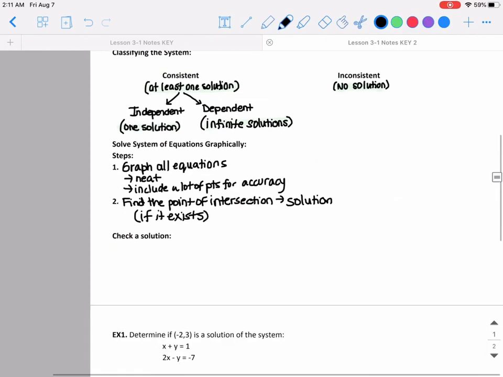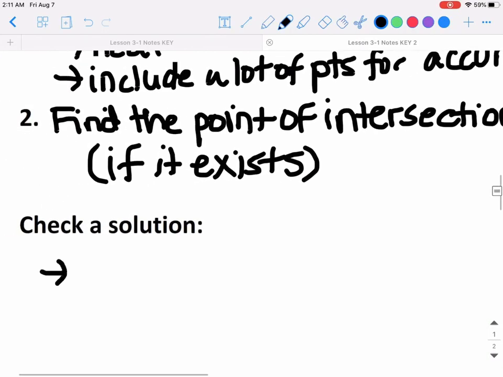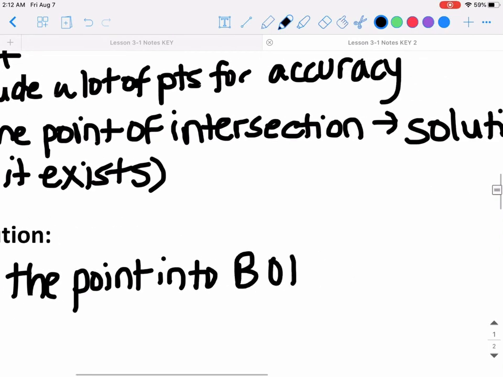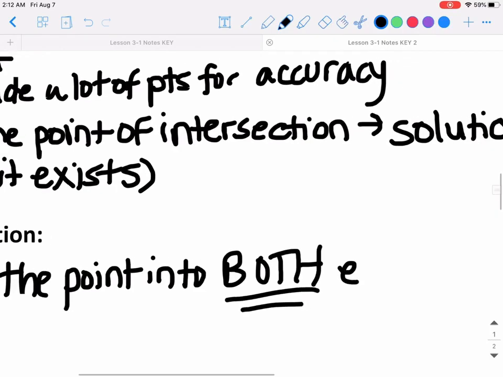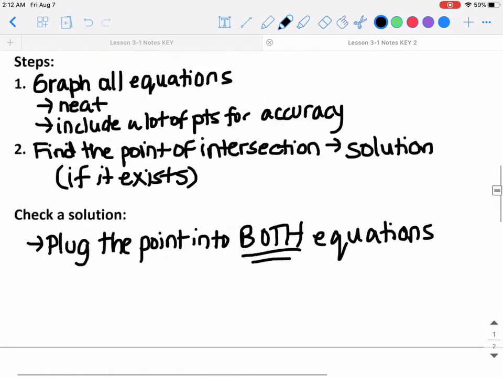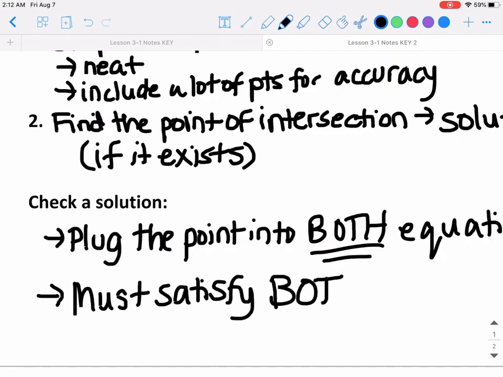If you want to check a solution, all you have to do is plug the point that you get into both equations. If you plug the point into both equations and it satisfies both of them, then that solution is correct. So it must satisfy both equations.